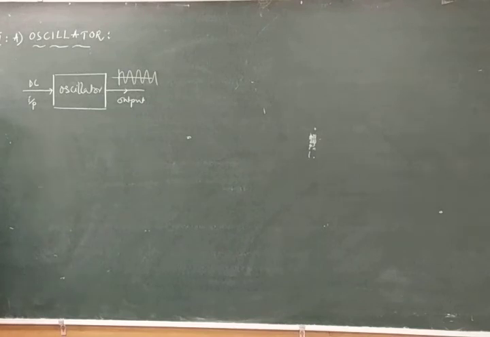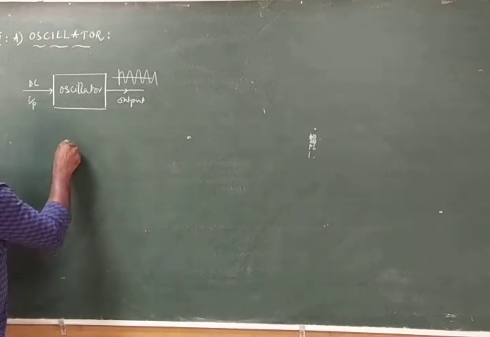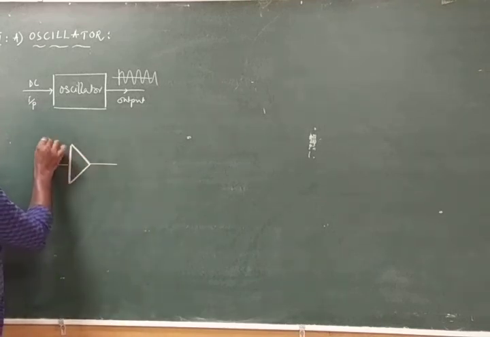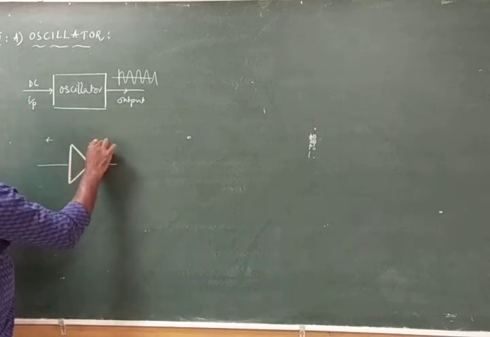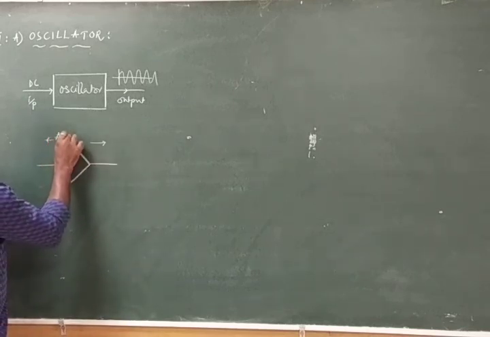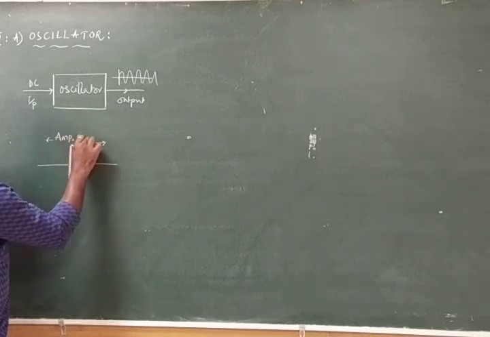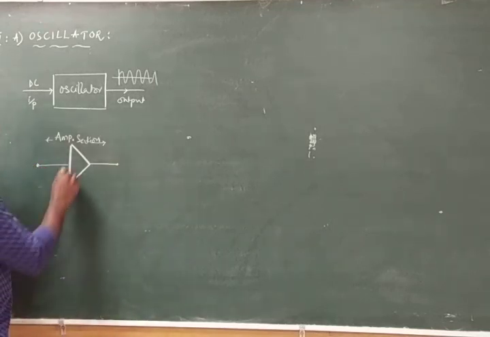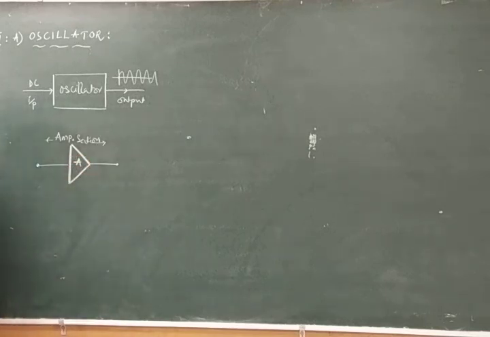Then I am going with the Wien bridge oscillator. Introduction is very clear. Then I am going with the block diagram of Wien bridge oscillator. This is the amplifier section, completely represented with this symbol. Clear? Then what is the open loop gain of this amplifier? It is the capital A only. Open loop gain is nothing but the gain without feedback. Gain without feedback is called open loop gain.